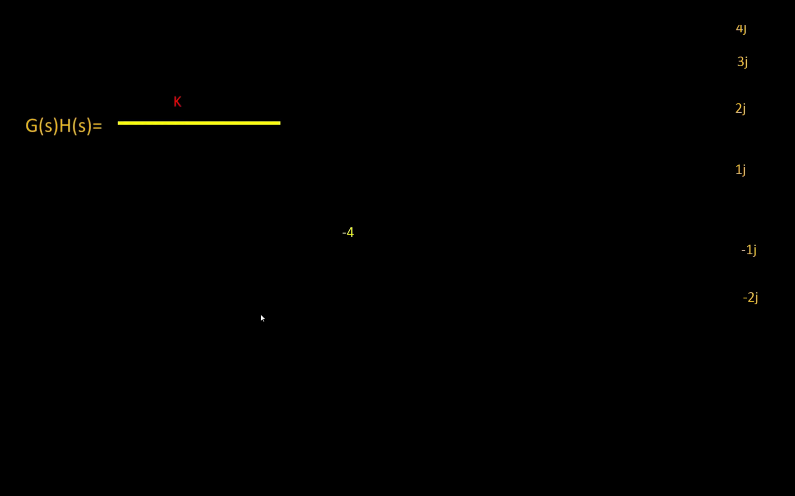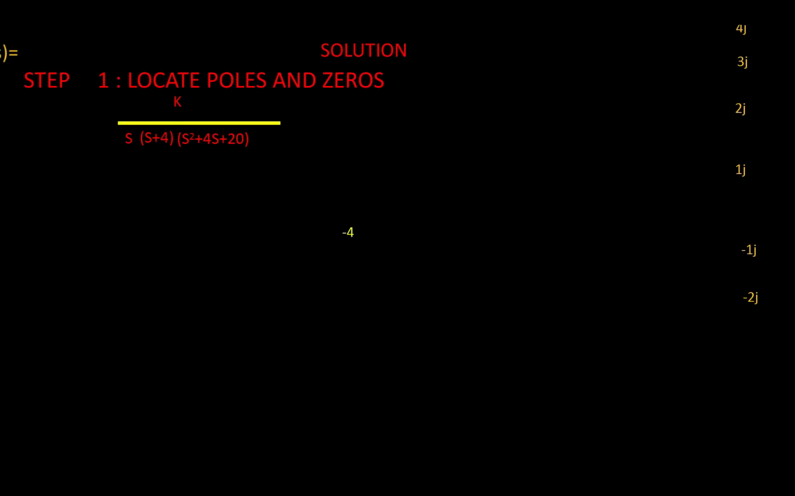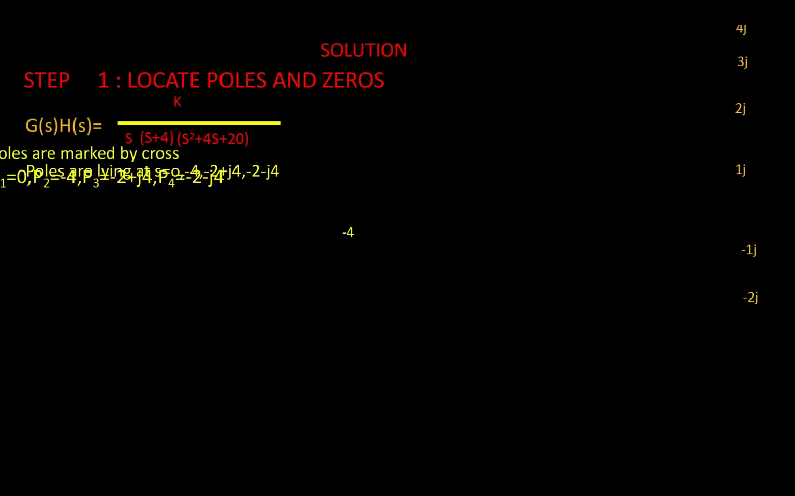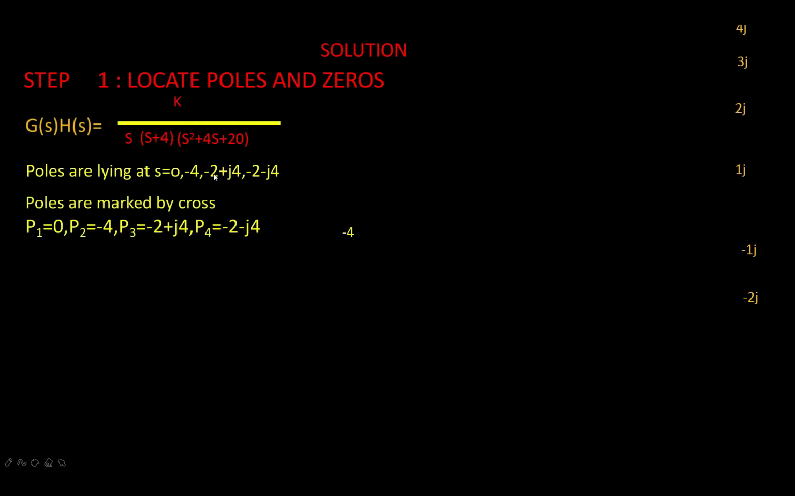First, we'll write the transfer function and then equate it to 0 in order to locate the poles and zeros from the given transfer function. Definitely we'll get the poles as s equal to 0 and s equal to minus 4. And solving this quadratic equation, we'll get minus 2 plus or minus j4. So we have written s equal to 0, s equal to minus 4, minus 2 plus j4, minus 2 minus j4. We'll name them pole 1, pole 2, pole 3 and pole 4.